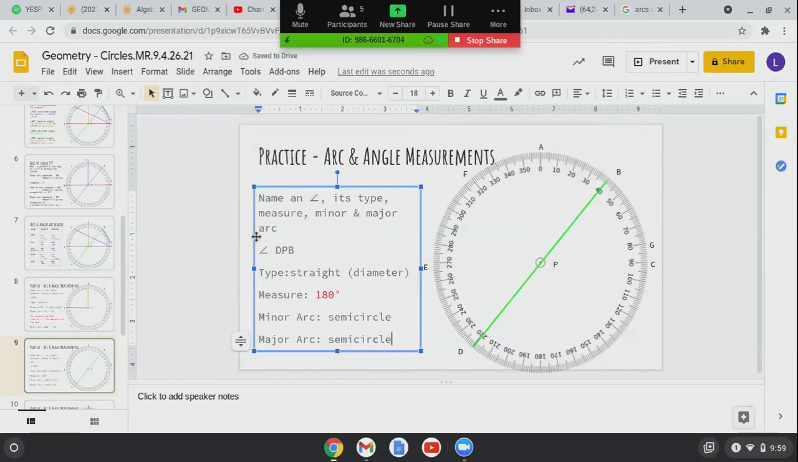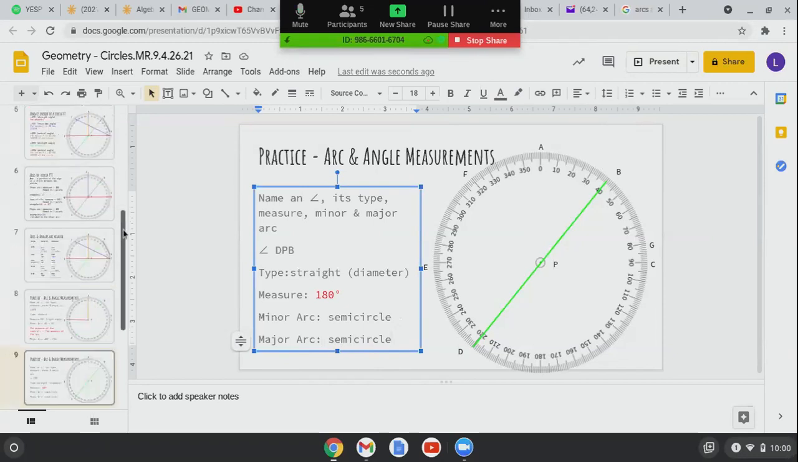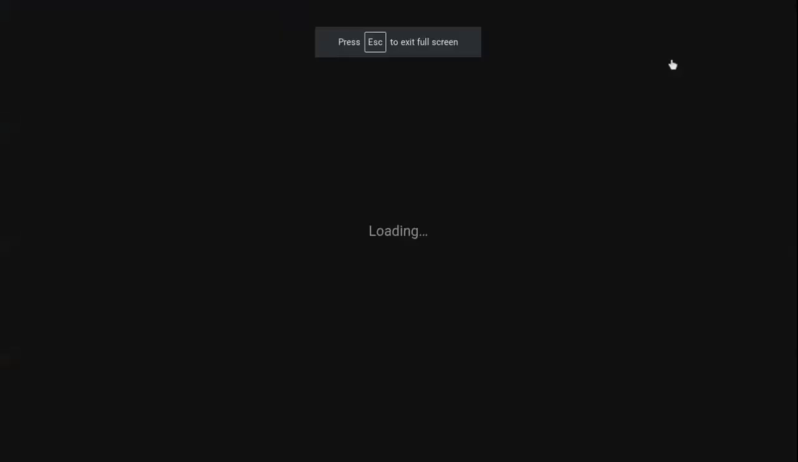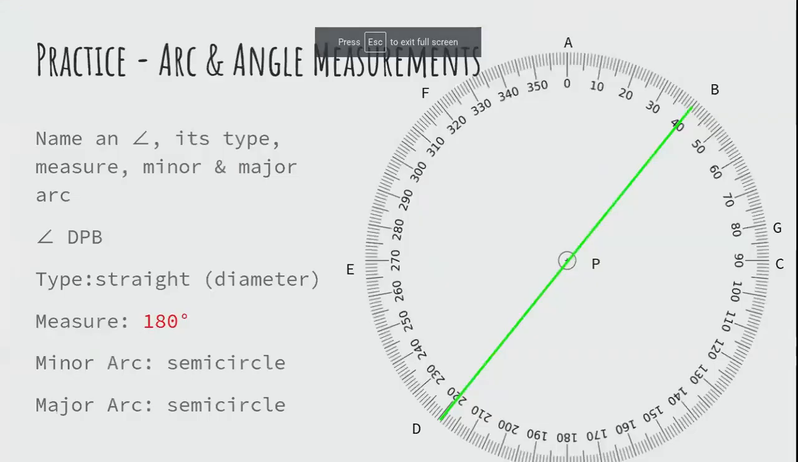All right, let's see. We looked at angle DPB, and again, I took out everything else, so all we can see is that angle. It is a straight angle because it's the diameter. It goes through the center of the circle. Therefore, it measures 180 degrees. So, because it's a semicircle, there is no major or minor arc.